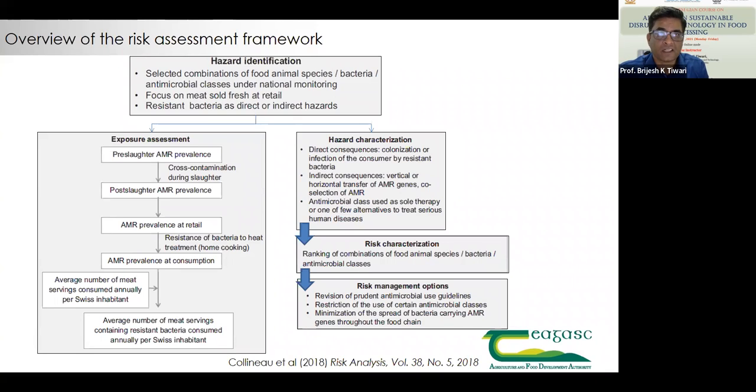So here again, hazard identification, selection, combination of food, animal species, focus mainly on meat, because meat is a very risky food product. Most resistant bacteria, exposure assessment at different stages, whether it's pre-slaughter, post-slaughter, at resistance at retail level, and then again how we carry out. This includes again hazard characterization, which is very similar to what I already mentioned. Risk characterization, that means ranking of the combination of the risks, and risk management options. So how we can carry out.